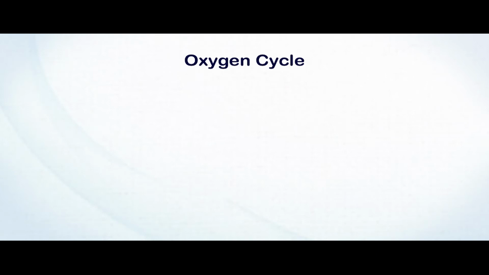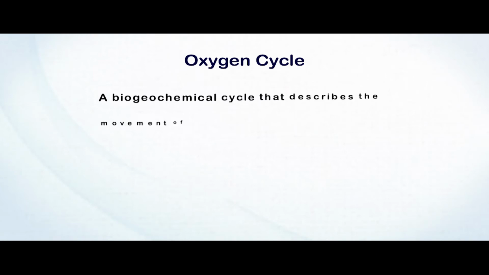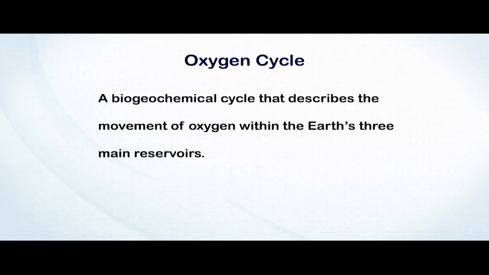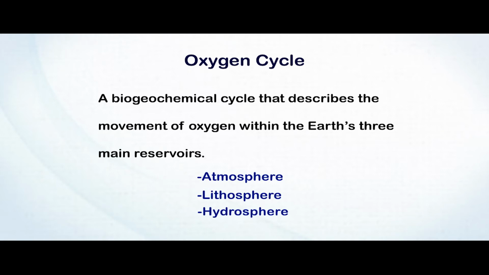Let's go to the third one. That is the oxygen cycle. Oxygen cycle is a biogeochemical cycle that describes the movement of oxygen within the Earth's three main reservoirs: the atmosphere, the lithosphere, and the hydrosphere, which actually makes up the biosphere.